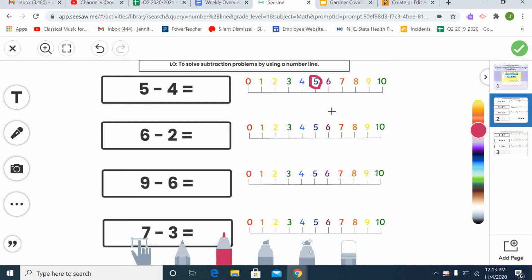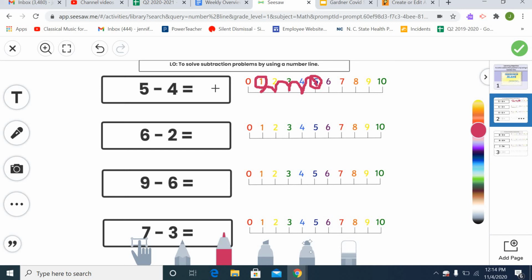So what I need to do is count backwards on my number line. We are subtracting, which means our number is getting smaller. So we are going to go backwards on our number line. So I have started with 5. I'm going to subtract 4. So the only thing I'm going to do is just jump 4 jumps back on the number line. So 5 take away 4. 1, 2, 3, 4. What number did I land on? That's right, I landed on number 1.